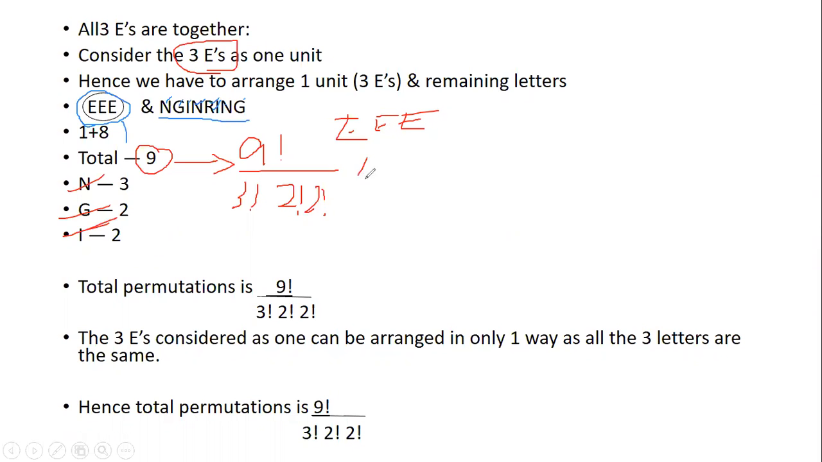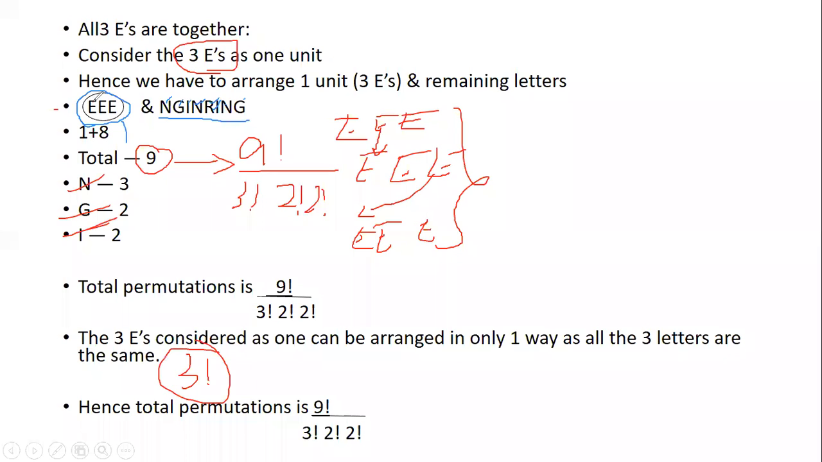Suppose next time I arrange the second E, this E is coming first, and then E, and then E, but at the end of the day, all the 3 are E only. So if I take this third E first and then write down E, E, E, again in all the cases, only E is being grouped as one unit. So that is why we don't take an extra 3 factorial for this E.